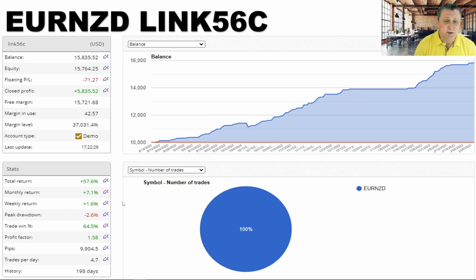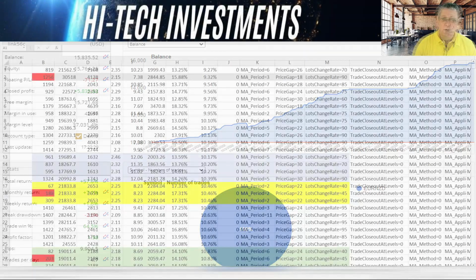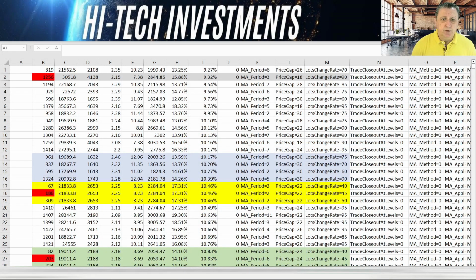Weekly return is 1.6%. As you can see, Tradewinds here is a bit lower, so 64.5. But again, within the low 60s and the low 70s is normally where we are at. So let's have a look at the Excel for this particular one and how we made that up. So based on the previous one we just tested, we are simply doing the same thing here again. You can see again we have K up here, which is the MA period. We have L, which is the gap and lot change.